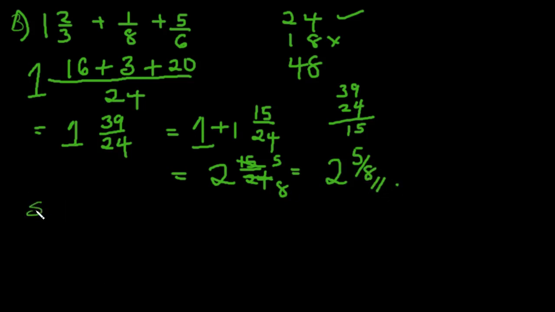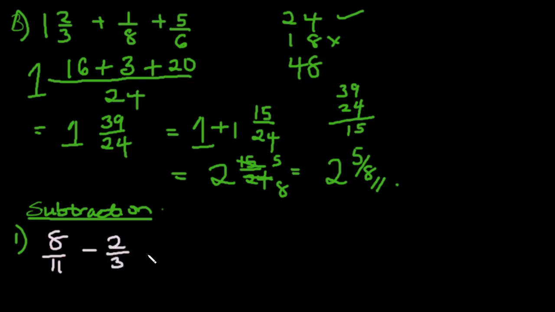Now subtraction. Now we have 8 over 11 minus 2 over 3. There are no mixed fractions, so we look for the lowest common multiple, which in this case, with just two fractions, is 11 multiplied by 3, that will be 33, because there is no number lesser than 33 that these two can divide perfectly. So how many 11 can we get in 33? That's 3. 3 multiplied by 8 is 24. How many 3 can we get in 33? That's 11. 11 multiplied by 2 is 22. So we have 24 minus 22, 2 over 33.